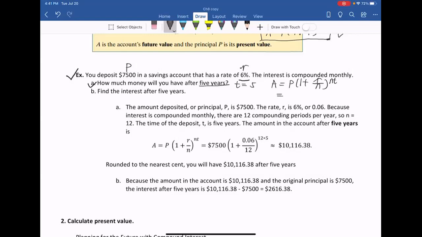The principal is 7500 times 1 plus R converted to decimals, 0.06 over N. The interest is compounded monthly, that means N equals 12. They pay you 12 times a year. To the NT, N is 12, T is 5 years.